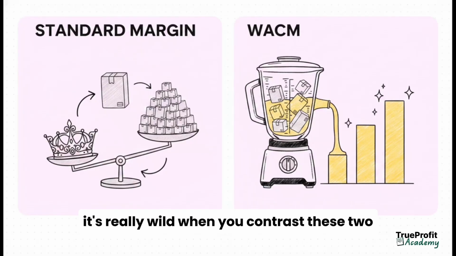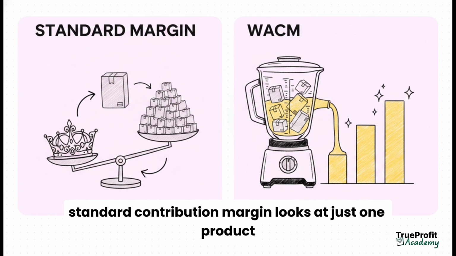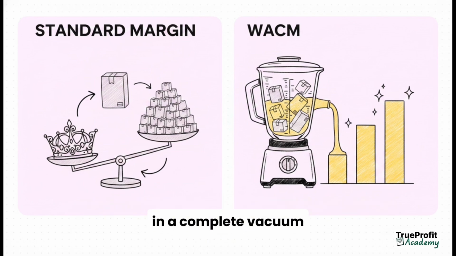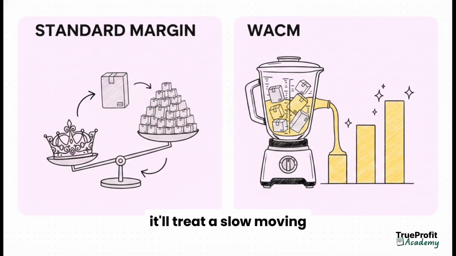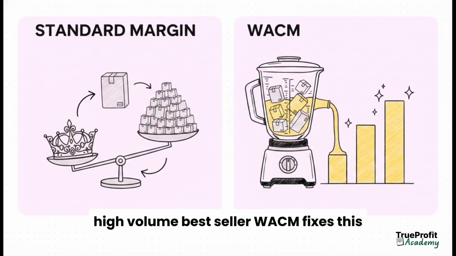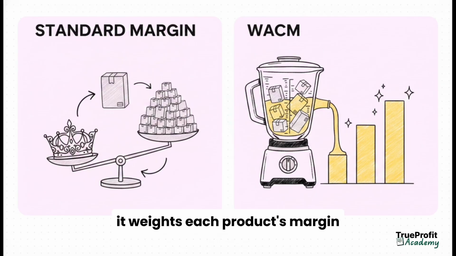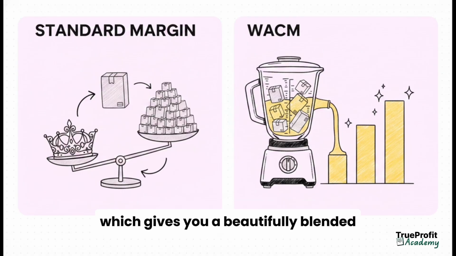It's really wild when you contrast these two concepts directly. Standard contribution margin looks at just one product in a complete vacuum. It totally ignores how much of each product you're actually selling. It'll treat a slow-moving premium item exactly the same as your massive high-volume bestseller. WACM fixes this. It weights each product's margin according to its actual share of your total sales volume, which gives you a beautifully blended, honest picture of your profitability.